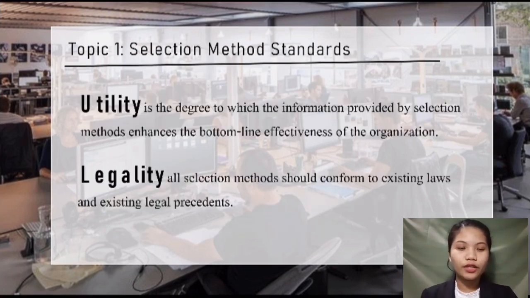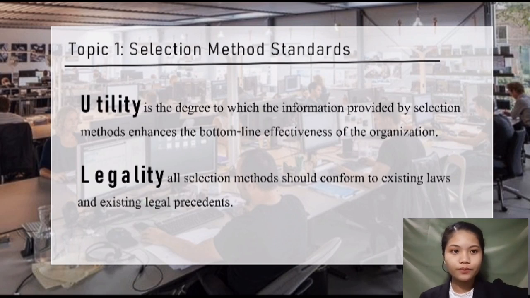Number 4 in the selection process is the utility. Utility means the state of being useful, profitable, and beneficial. It is the degree to which the information provided by selection methods enhance the bottom line effectiveness of the organization. It is said that if you excel in the reliability, validity, and generalizability, it is more likely you will have utility.